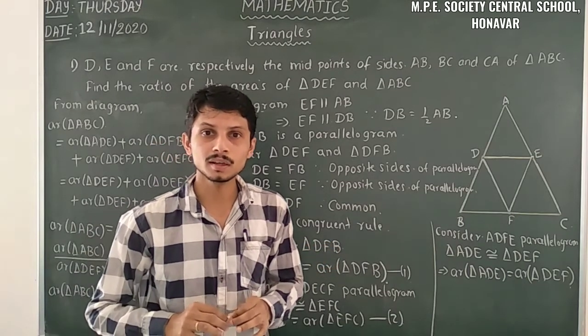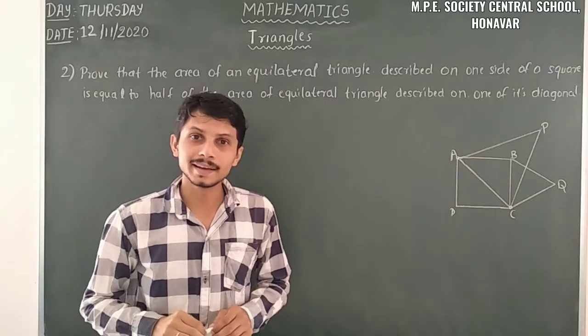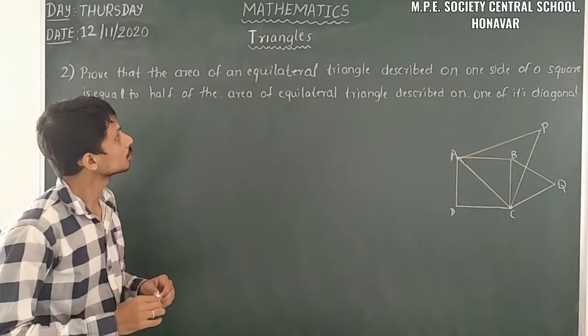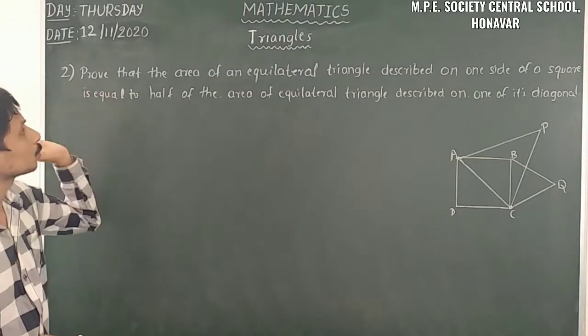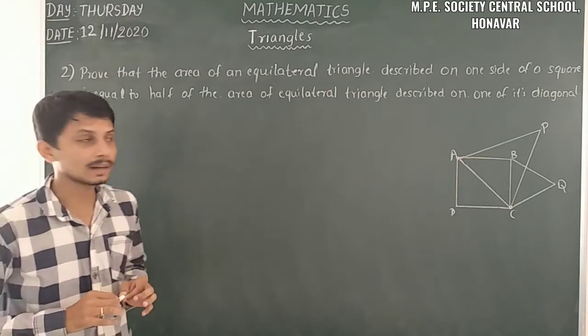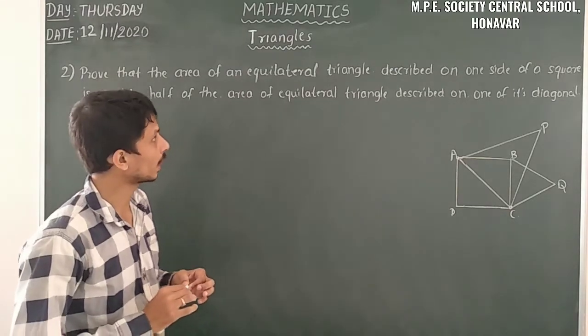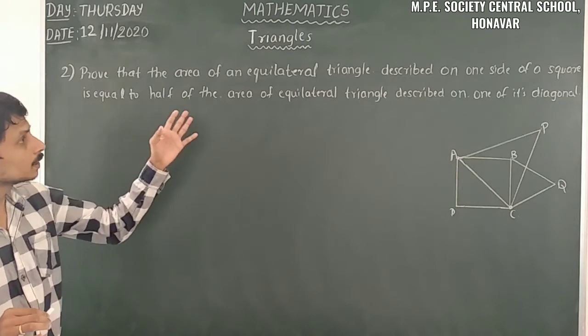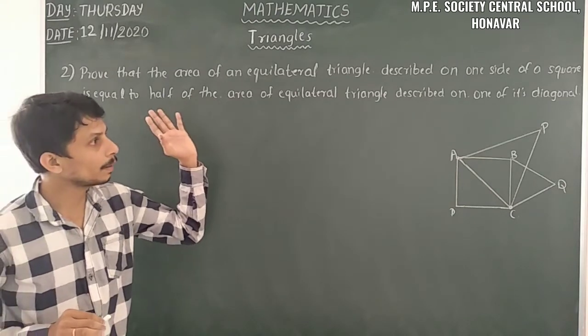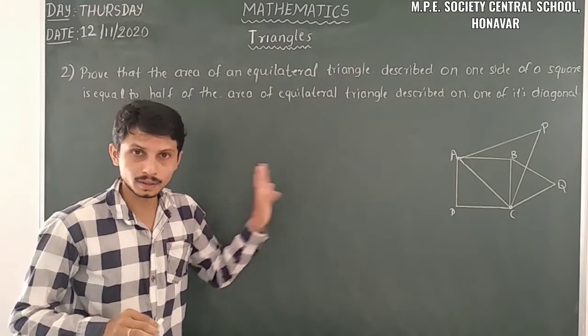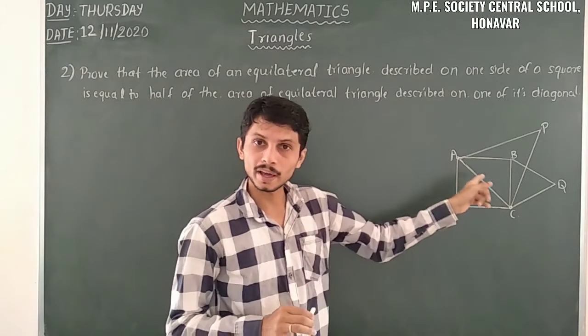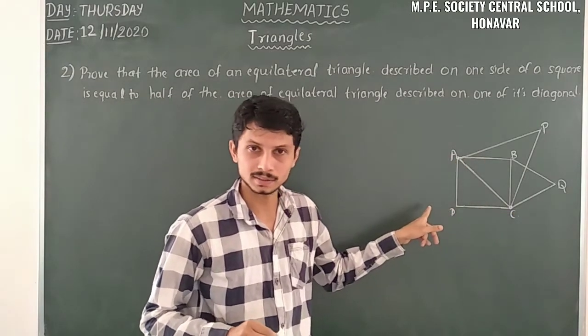So let us move on to the next problem. Let us take the second problem. Here we have to prove that the area of an equilateral triangle described on one side of a square is equal to half of the area of the equilateral triangle described on one of its diagonals. So here one square is there, that is ABCD, just a square.